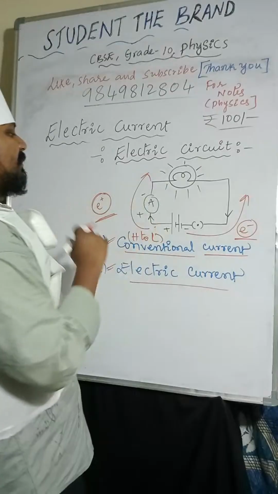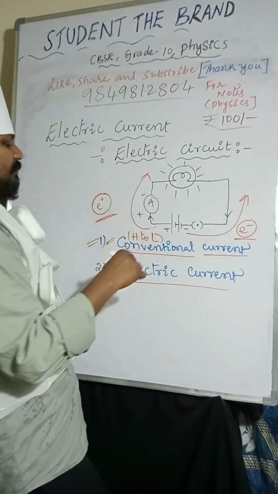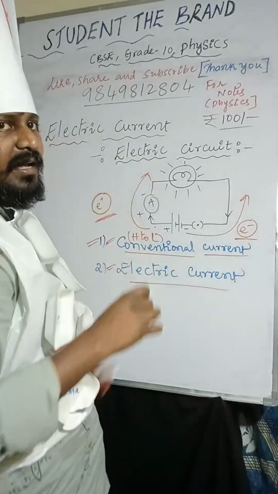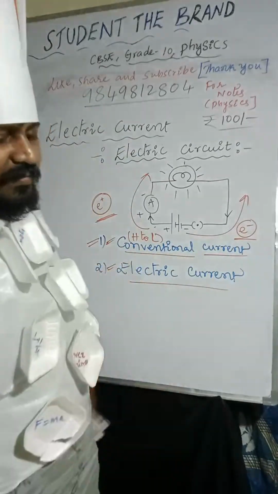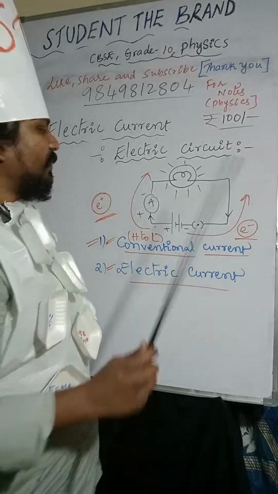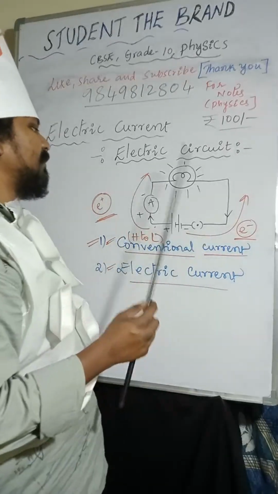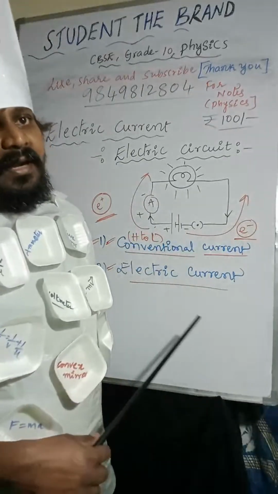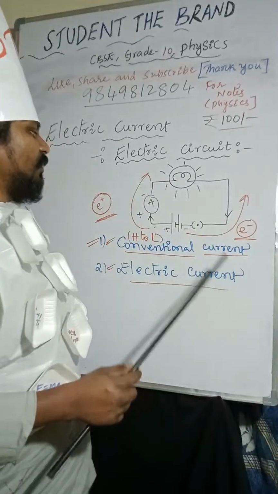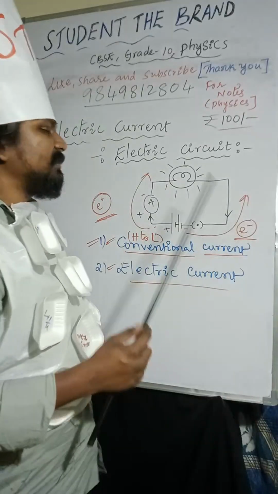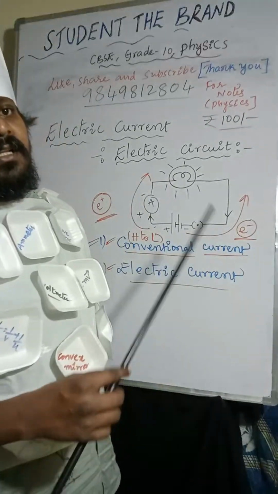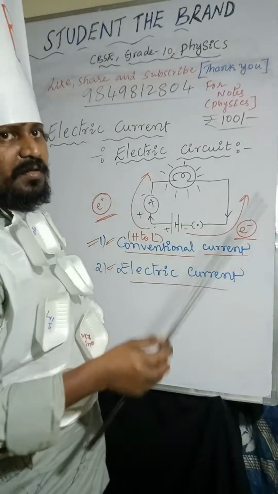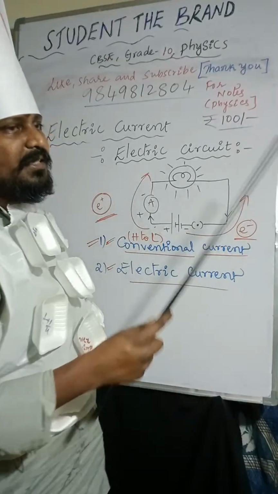So conventional current is nothing but positive charges are moving. Electric current is nothing but negative charges are moving. And here, they will ask one question: will electrons flow from positive terminal to negative terminal? That is one point. And the second point is, will electrons flow from high potential to low potential or low potential to high potential? They will ask that question.